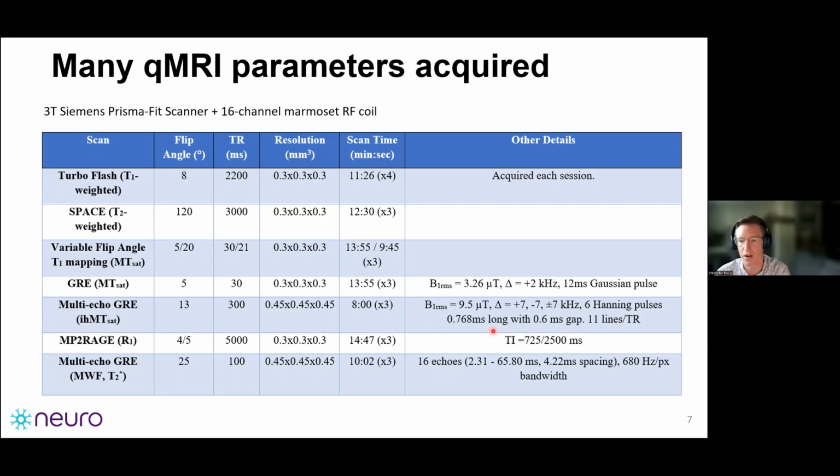If you're not familiar with this, it is a marker that aims to be more specific to myelination patterns, where we acquire several magnetization transfer weighted images a little further off resonance than typical MT, which is 2 kilohertz. Here we're 7 kilohertz off resonance, as well as MP2RAGE and multi-echo GRE for T2 star and myelin water fraction based imaging.